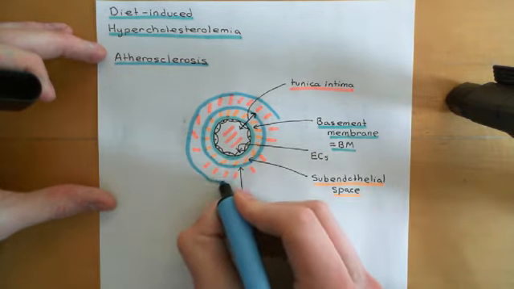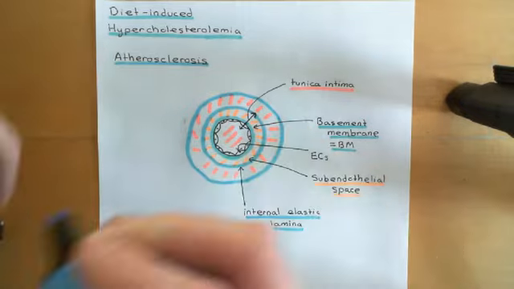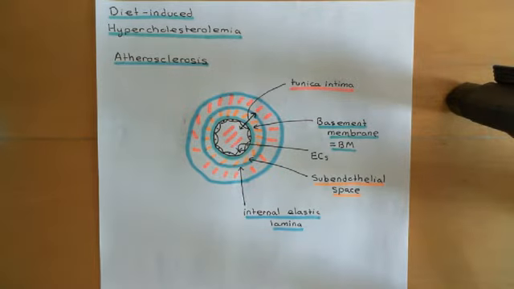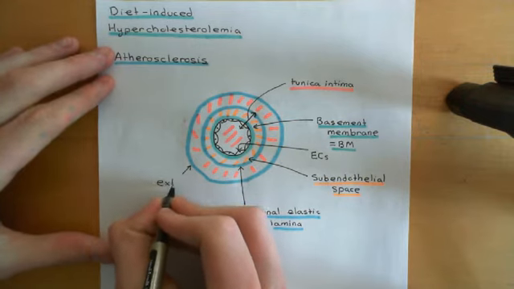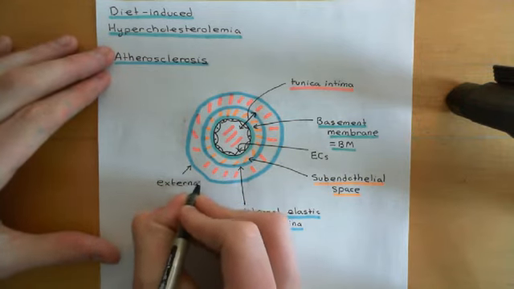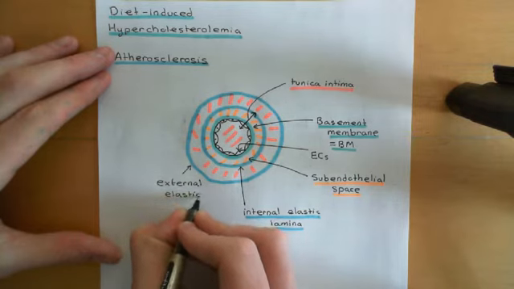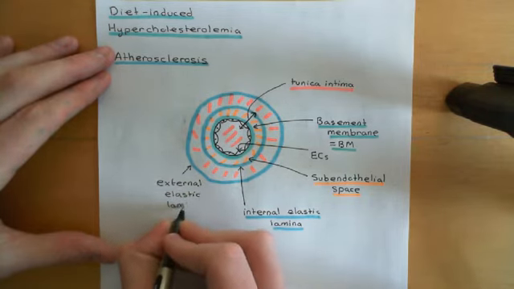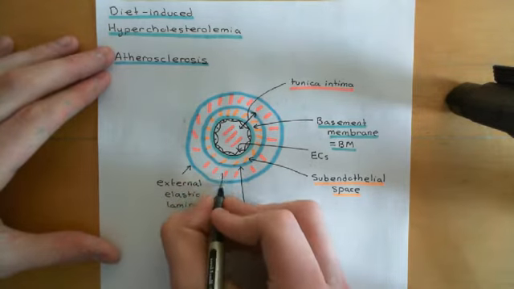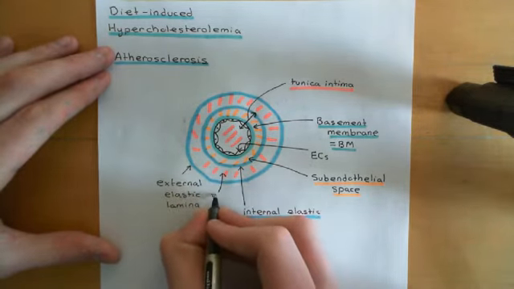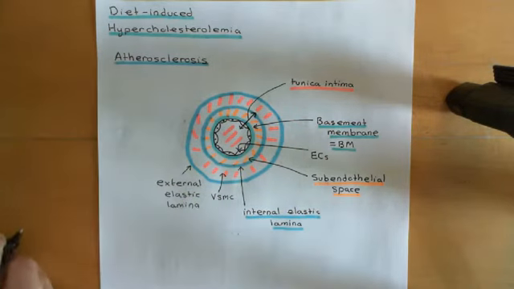Okay, and this is called the external elastic lamina. So here now is the external elastic lamina, just like the internal elastic lamina. This will consist of elastic connective tissue. Now, the smooth muscle cells, which I didn't actually label up at the time, we'll just call those vascular smooth muscle cells, VSMCs here.